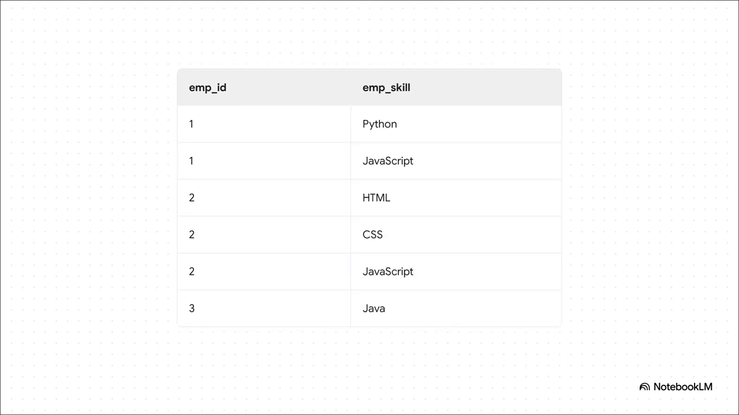We break it up. We decompose the original table into two. The first one holds the employee's main info. The second one is brand new, just for their skills, and we link them together using the employee's ID. Now look at that. Each skill gets its very own row. Every single cell holds a single atomic value. Now the data is clean, it's searchable, and it is officially in first normal form.